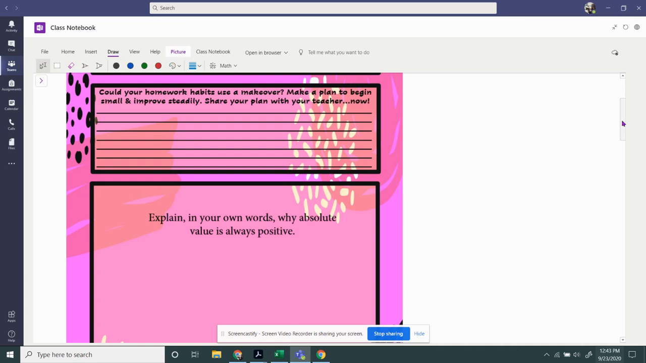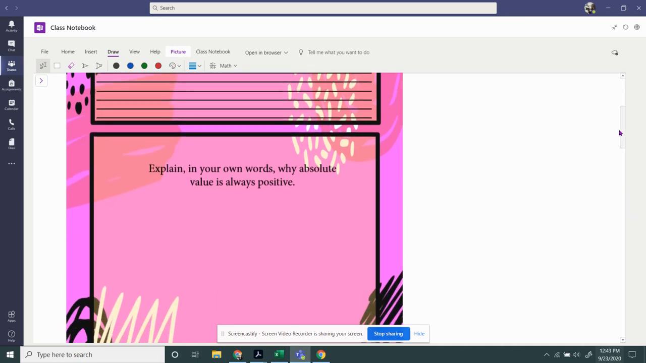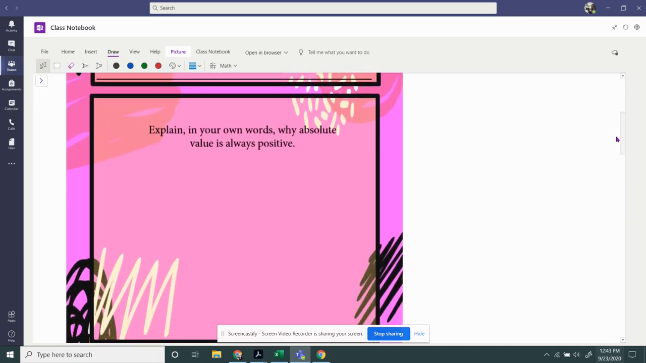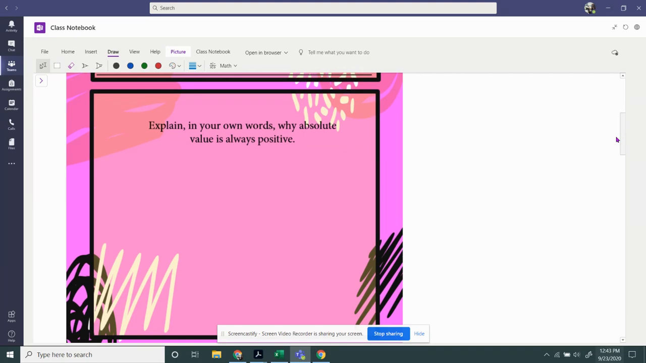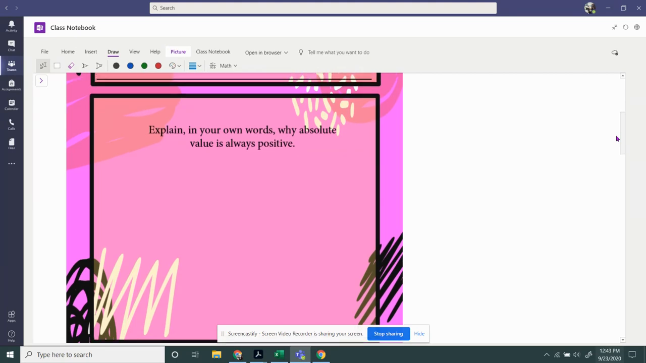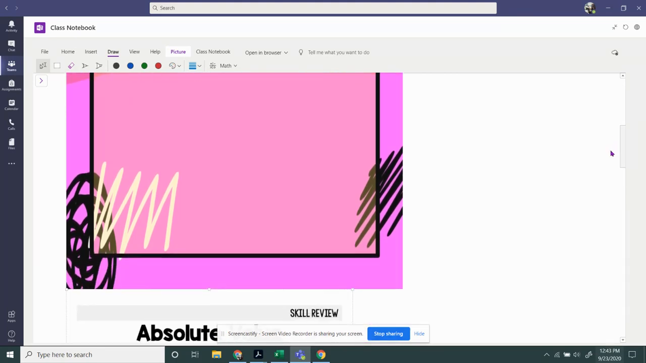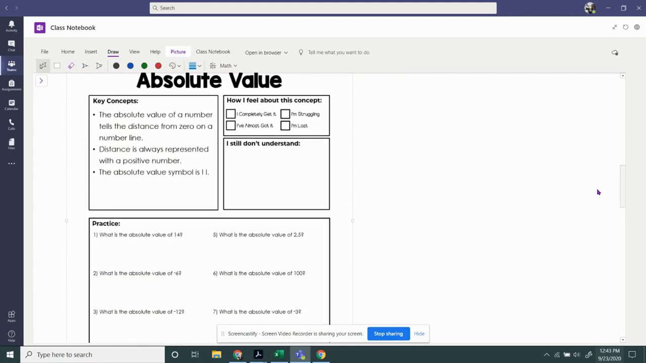Okay, we see we have an exit question, which is going to involve our lesson of absolute value. And we want you to explain in your own words why absolute value is always positive. So let's go. We have some key concepts here. We know that the absolute value of a number tells the distance from 0 on a number line.